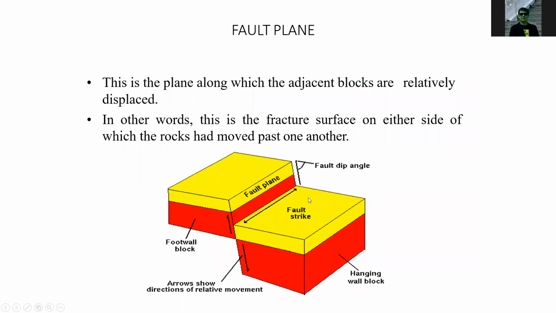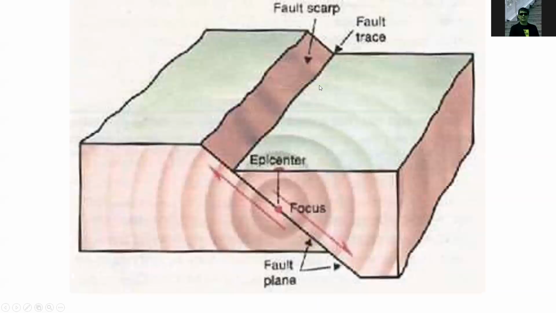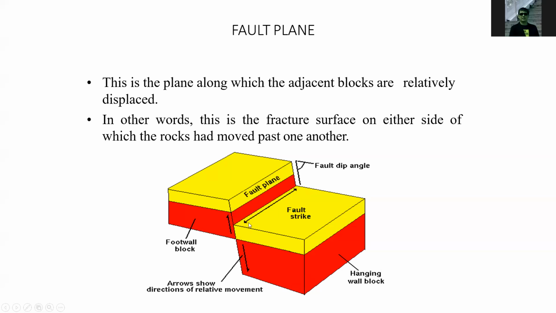So the fault plane is the plane along which the adjacent blocks are relatively displaced. This is the fault plane. In other words, this is the fracture surface on either side of which the rock has moved past one another. So these are the fault planes. This is the plane that has moved, and this line is called the fault strike. Okay, this line is the fault strike, and this particular line is called the fault trace.